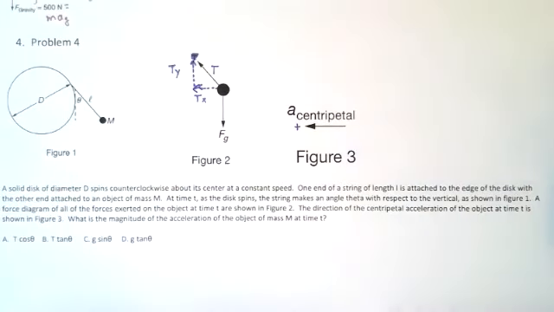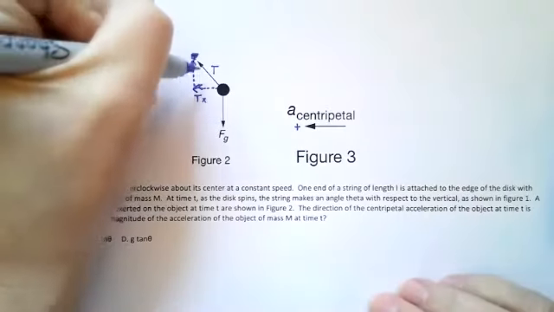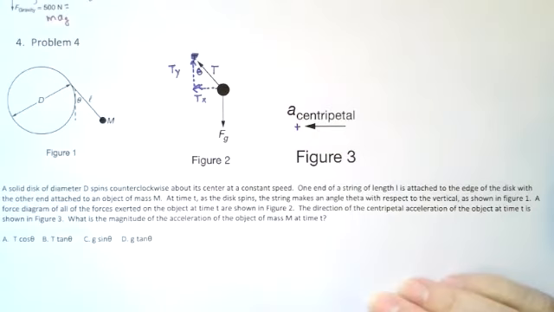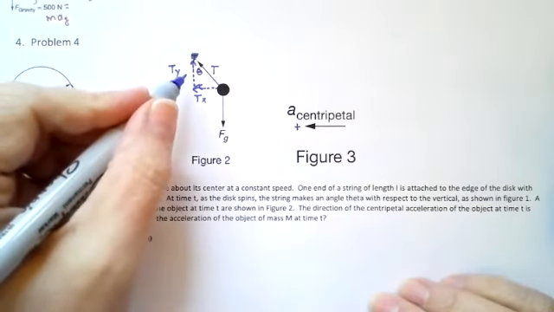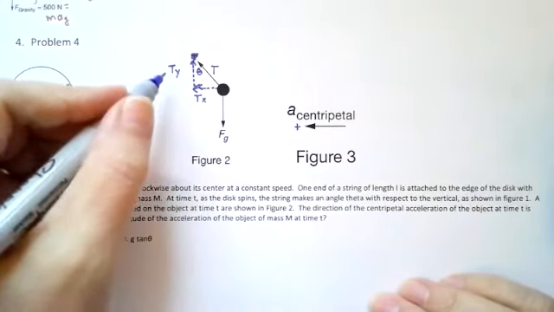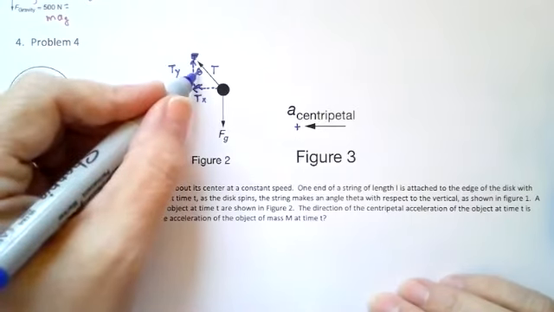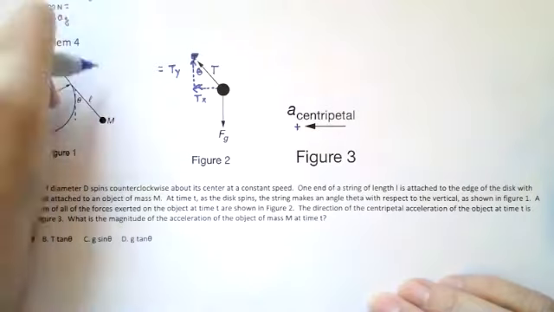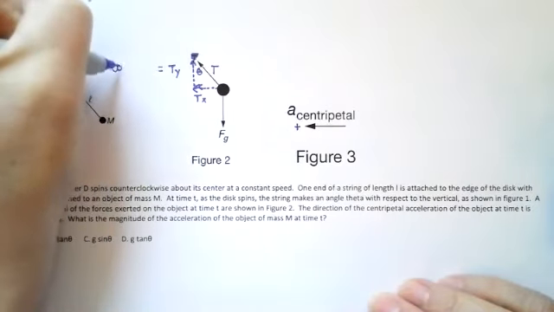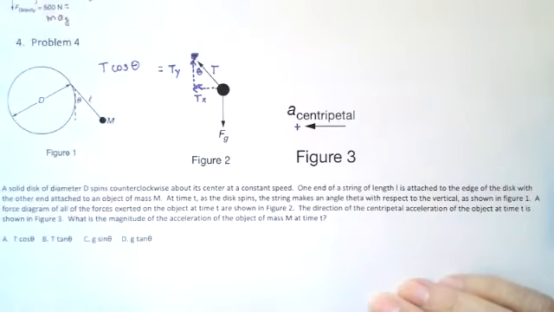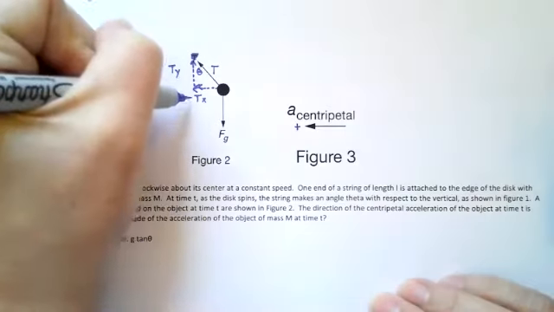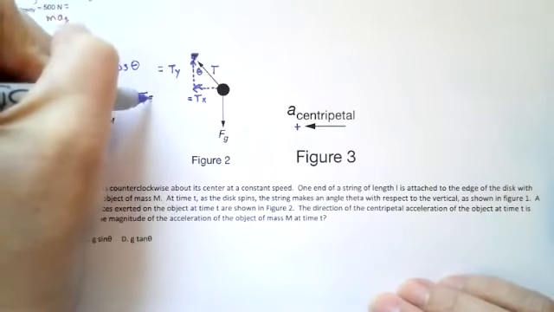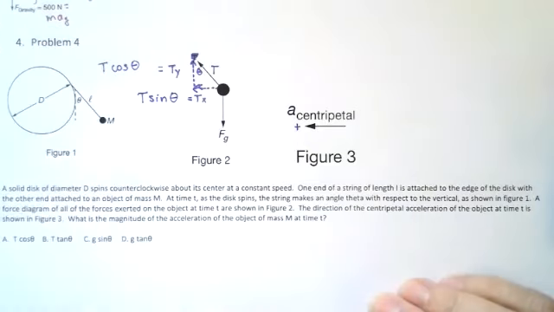All right, so we've got Ty, we've got Tx, and we've got theta here. So we could say that Ty is going to be equal to, we know that this is going to be a cosine function because this is adjacent. So we're going to say Ty is equal to T cosine theta, and we're going to say that Tx is equal to T sine of theta.